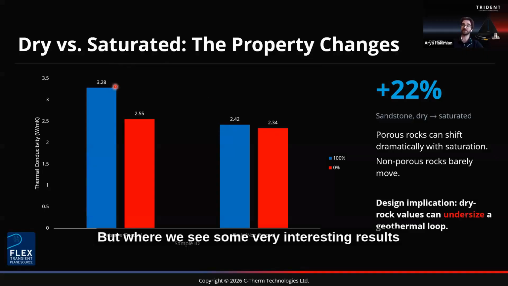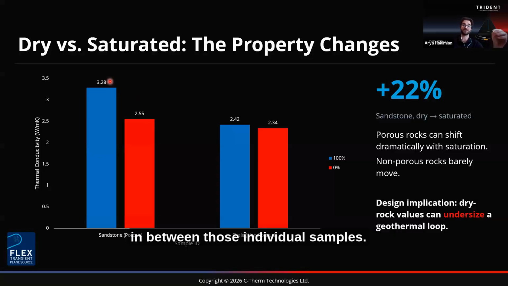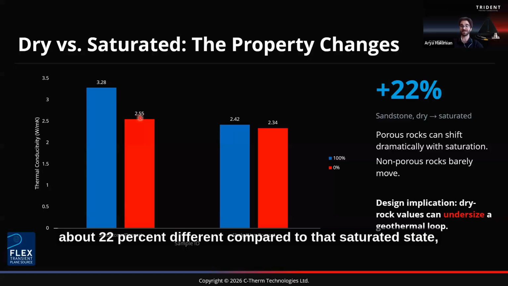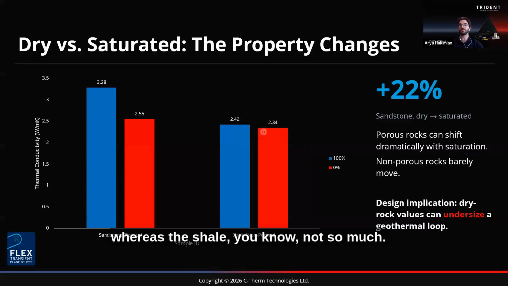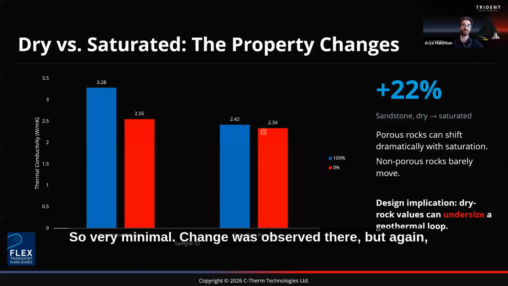But where we see some very interesting results is when we go to the dry state and the differences between those individual samples. The sandstone here shows a notable decrease, about 22% different compared to that saturated state, whereas the shale, not so much. There's maybe 2%, if that. So a very minimal change was observed there.